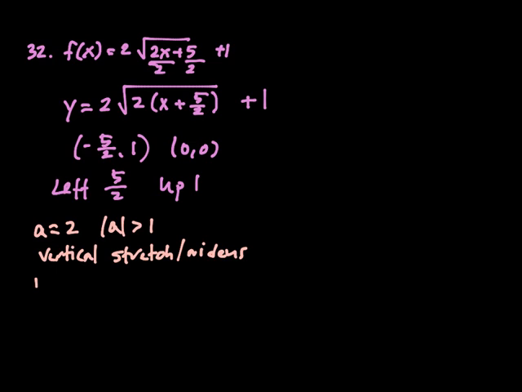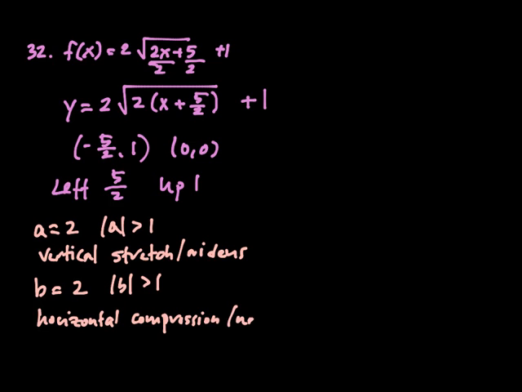Now let's look at the b value. b equals 2. There is no reflection, but the absolute value of b is greater than 1, so that is a horizontal compression, or it narrows.